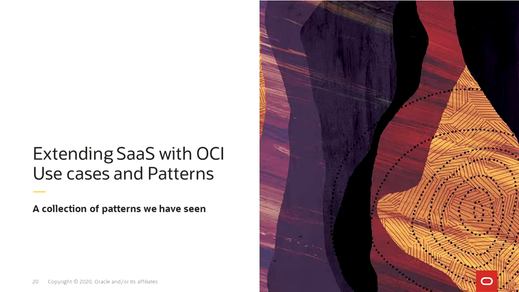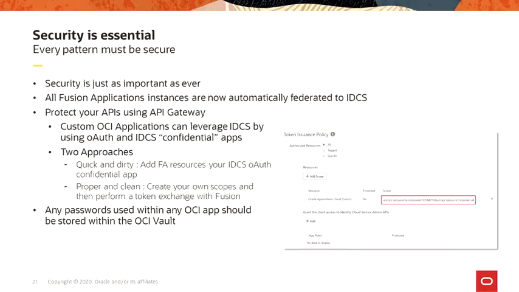So what I'm now going to do, I've got like 35 minutes, maybe a bit less, is talk about some of the patterns that we've seen and proved out where we can extend SaaS with OCI itself. So it's a collection of patterns. But before we go into that, security. I have big arguments with some people in my team about security. Security is just as important as ever.